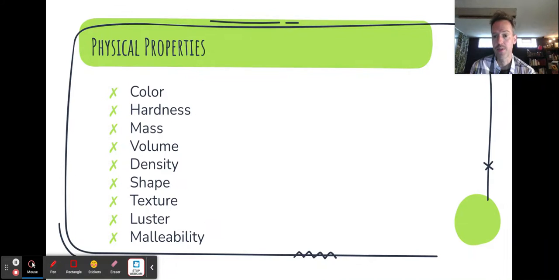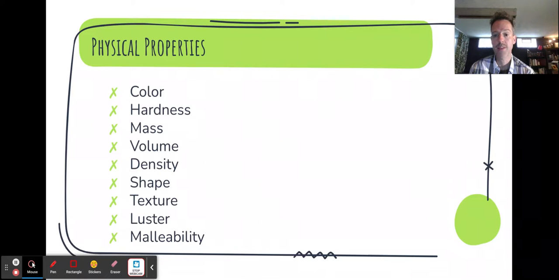Pretty obvious. Number two, hardness. Remember that hardness is measured on Mohs scale. We've talked about hardness in class, and it's on that scale, with 1 being the softest items like talc and 10 being the hardest items like diamonds.